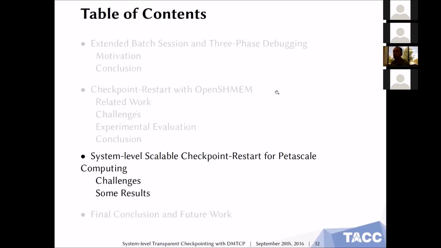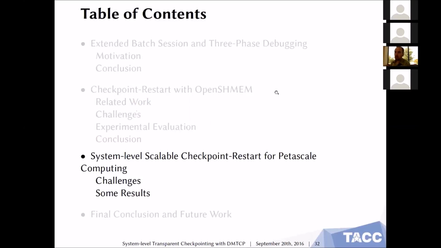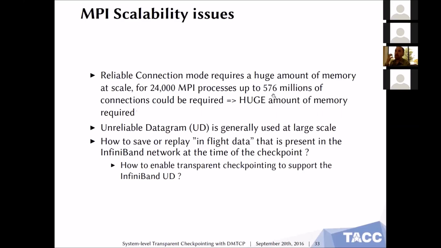So I will try to be very fast. Yes, too many slides. So this is the system-level scalable checkpoint restart for petascale computing. This was the initial ECSS project. So what's happening is, by default, MPI libraries are using reliable connections, that's what we call RC.